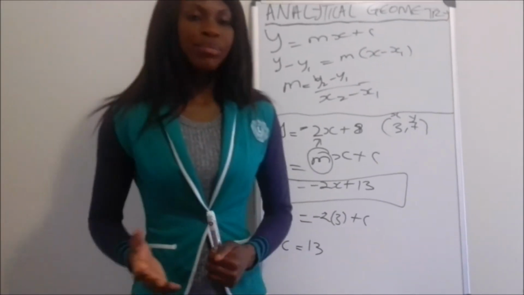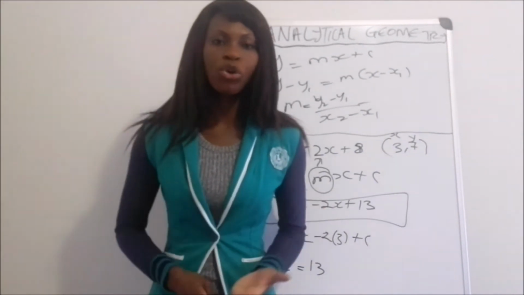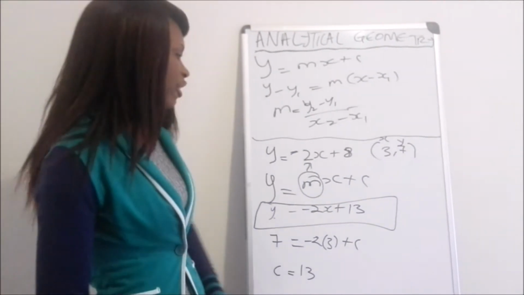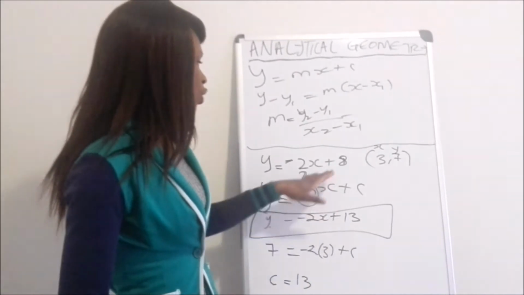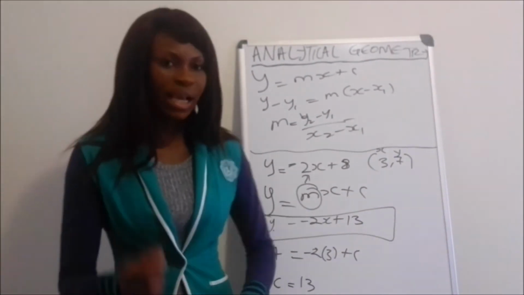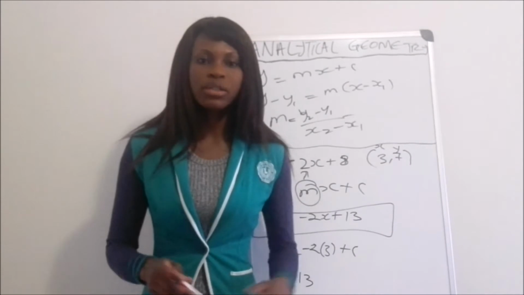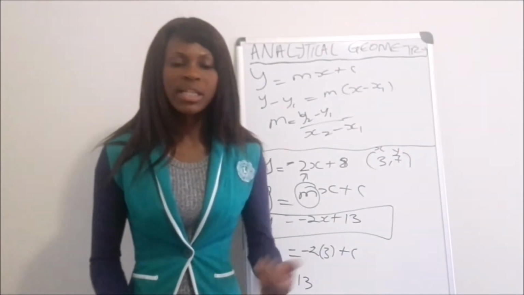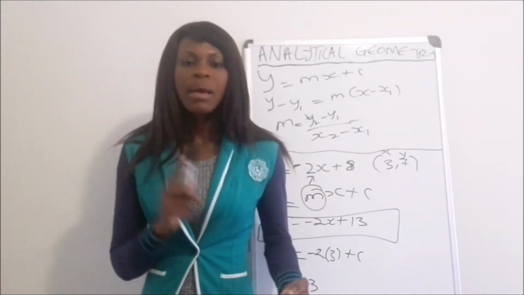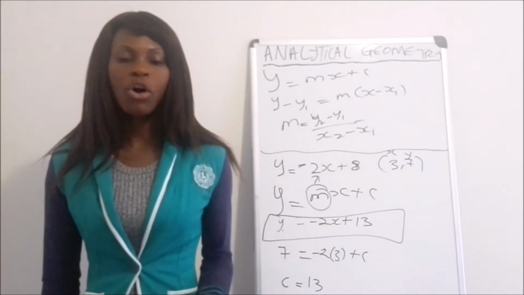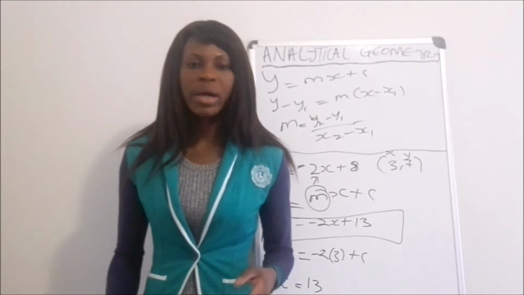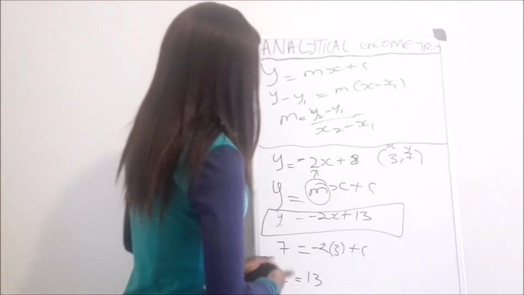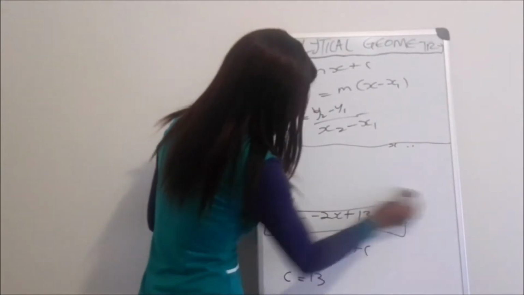Alright guys, the most important thing about this question was to know that the gradients of parallel lines are equal. For this question, we were given this equation, and from it we just have to take out the gradient because it's equal to the gradient of the line that we have to find an equation for. So you still have to remember about parallel lines, perpendicular lines, collinear lines, and also the midpoint, and so forth about analytical geometry.